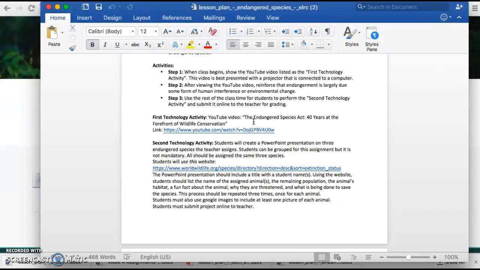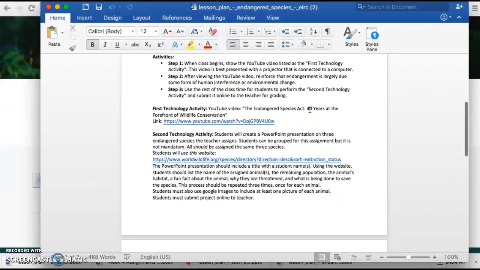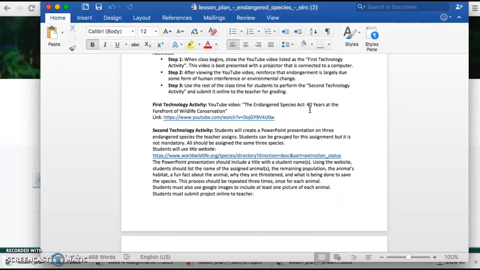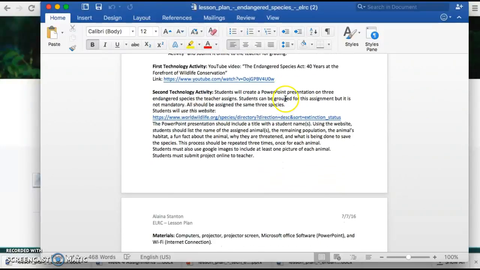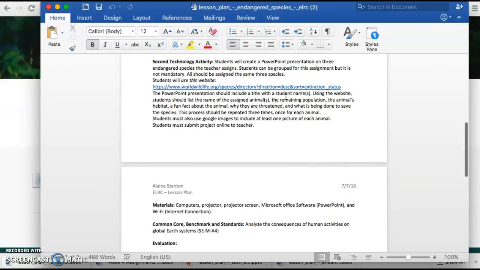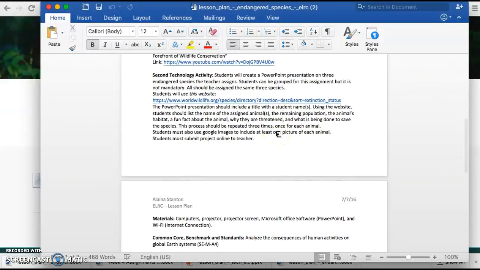So basically just let them know that the endangerment of these animals is largely due to some form of human interference or environmental change. Then use the rest of the class time to let them do their student activity, which is the second technology activity, and I have those listed right here. I'll go into detail a little bit later. Essentially, in that second activity, they're going to be creating a PowerPoint.